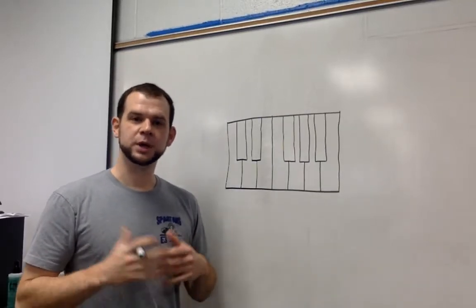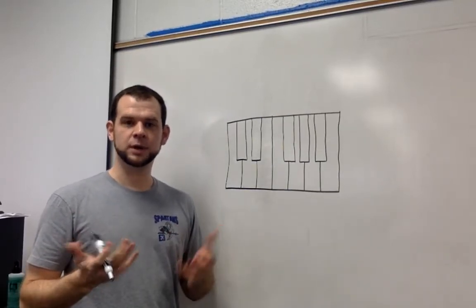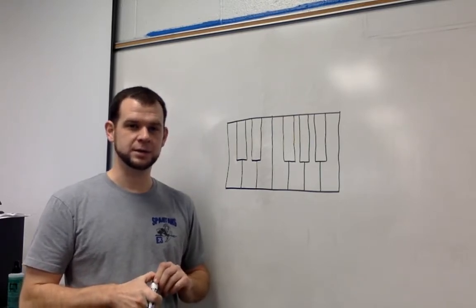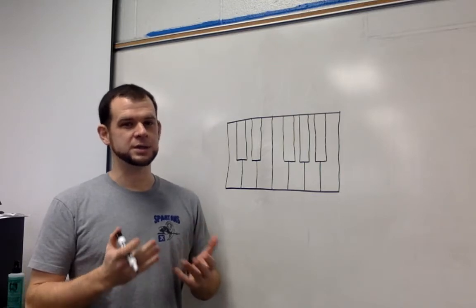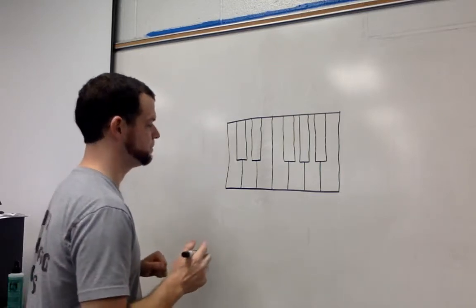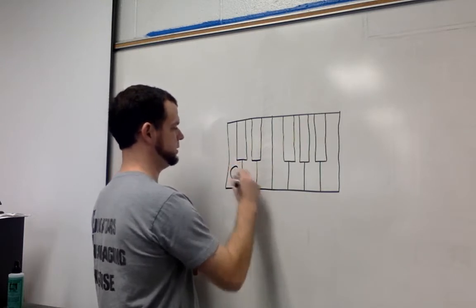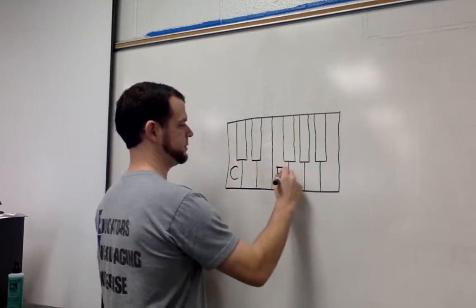This video is to explain what the black keys are on the keyboard. A lot of people call them the sharps and flats, but the sharps and flats can really be any keys on a keyboard, even though we're going to stick to that today for this video. So, we know that this is C, and that's F.